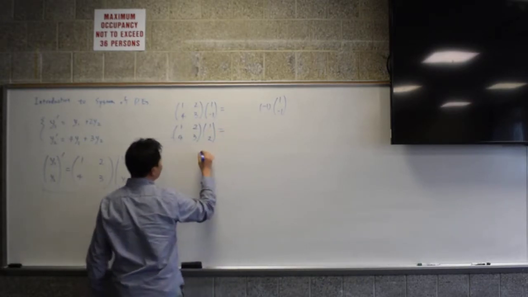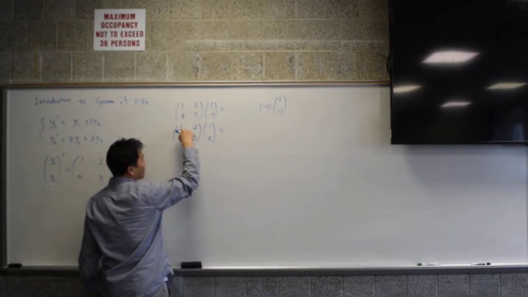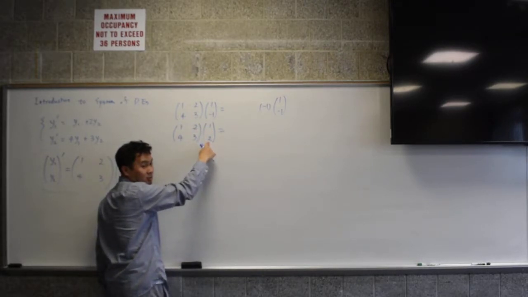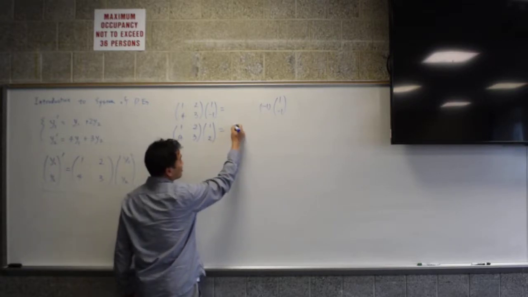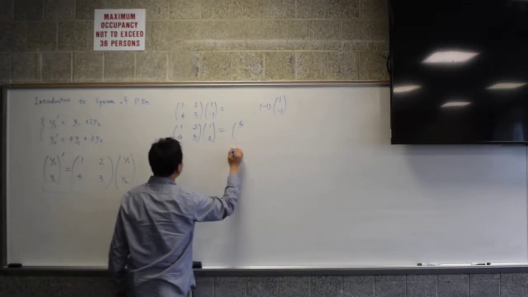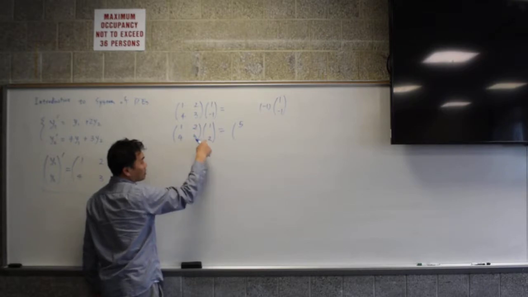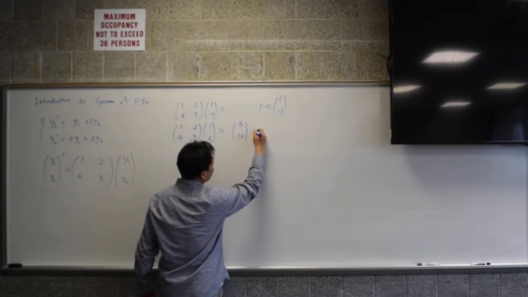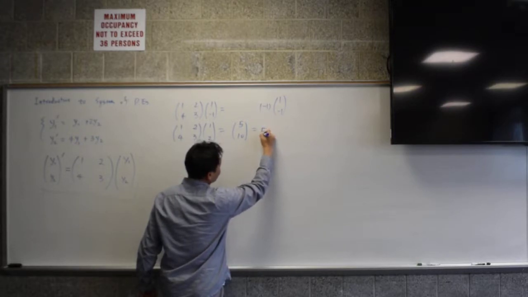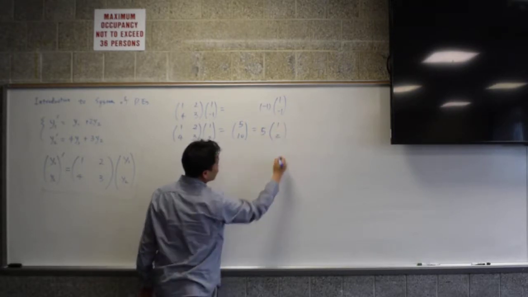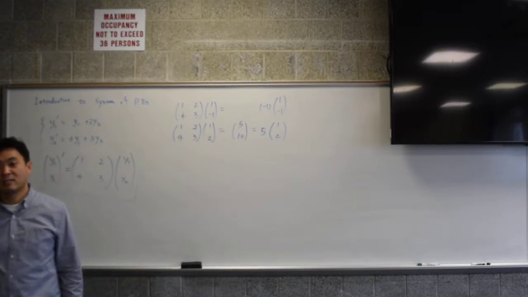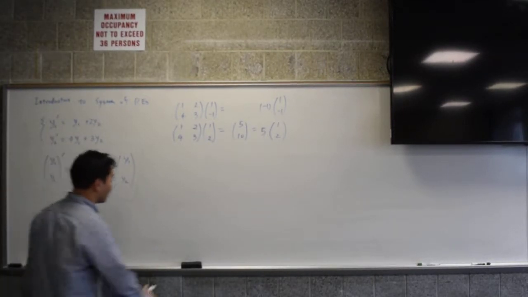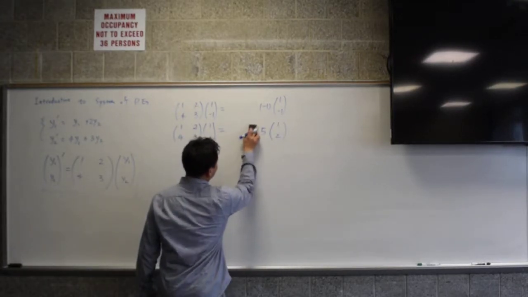If I multiply 1, 2, let's see, what's a cross down? 1 times 1, 2 times 2, what do you get? 5, right? If you add them up, you get 5. Okay? 4 times 1, 3 times 2, add them up, you get 10. Now, do you see that this is just 5 times 1, 2? Is that right? Okay. So I have this relation.